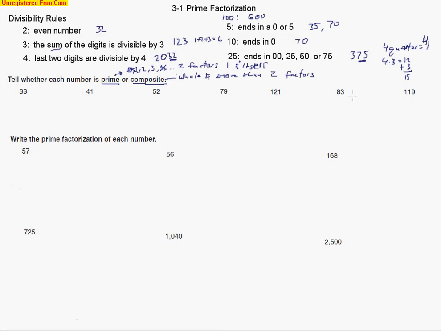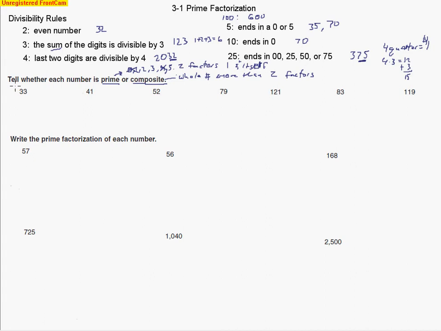So I'm going to use those concepts to figure out these next few problems. So we have 2 sets of directions tonight. It's either going to say to tell whether each number is prime or composite. Prime meaning that it's a whole number, like 2, 3, or 5 would be the next one. And it can only have 2 factors, 1 and itself.